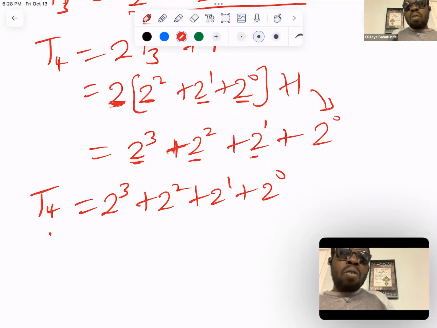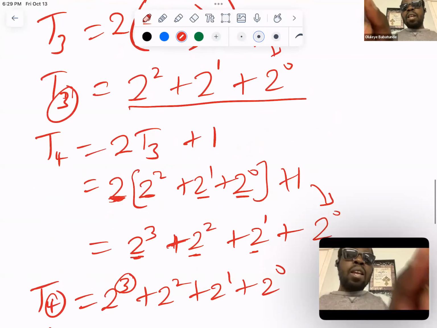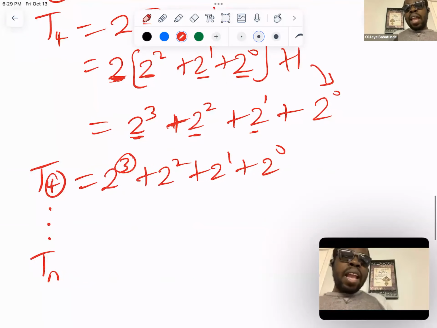And if you go on in that trend, when you have 4 here, the highest power at the right side is 4 minus 1, which is 3. When I have 3 here, the power is 2. See that pattern? So if you have n here, the highest power at the right side is going to be what? n minus 1.